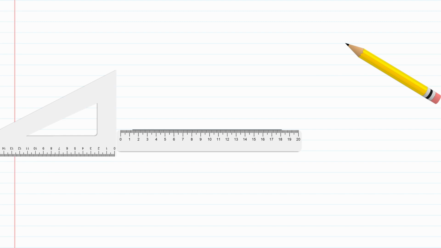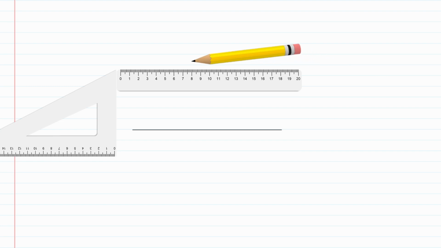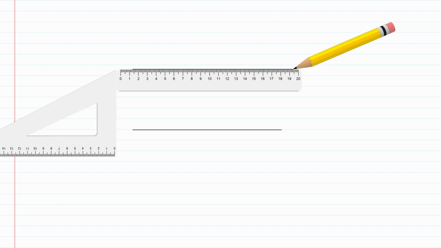Okay, so here's the tricky part. You now need to hold your set square firm while you gently slide your ruler along the side. Stop where you want and then hold your ruler firm again while you draw your next line. Move away your instruments and voila, a perfect set of parallel lines.